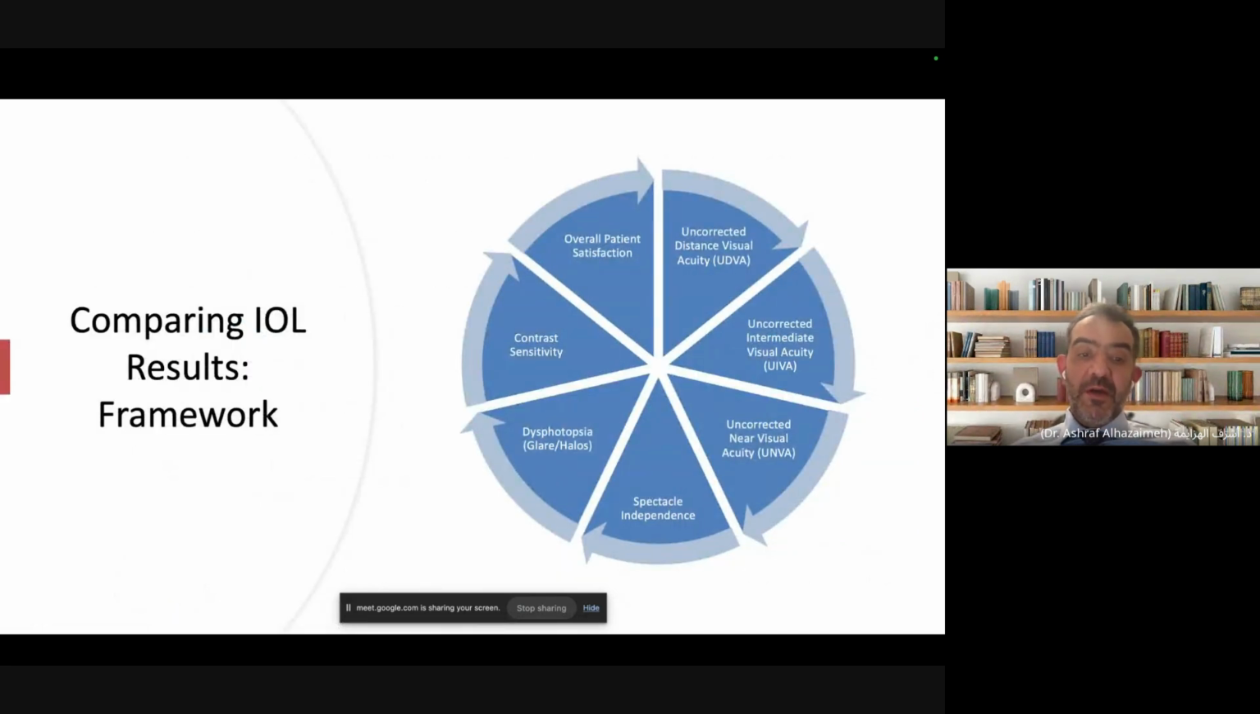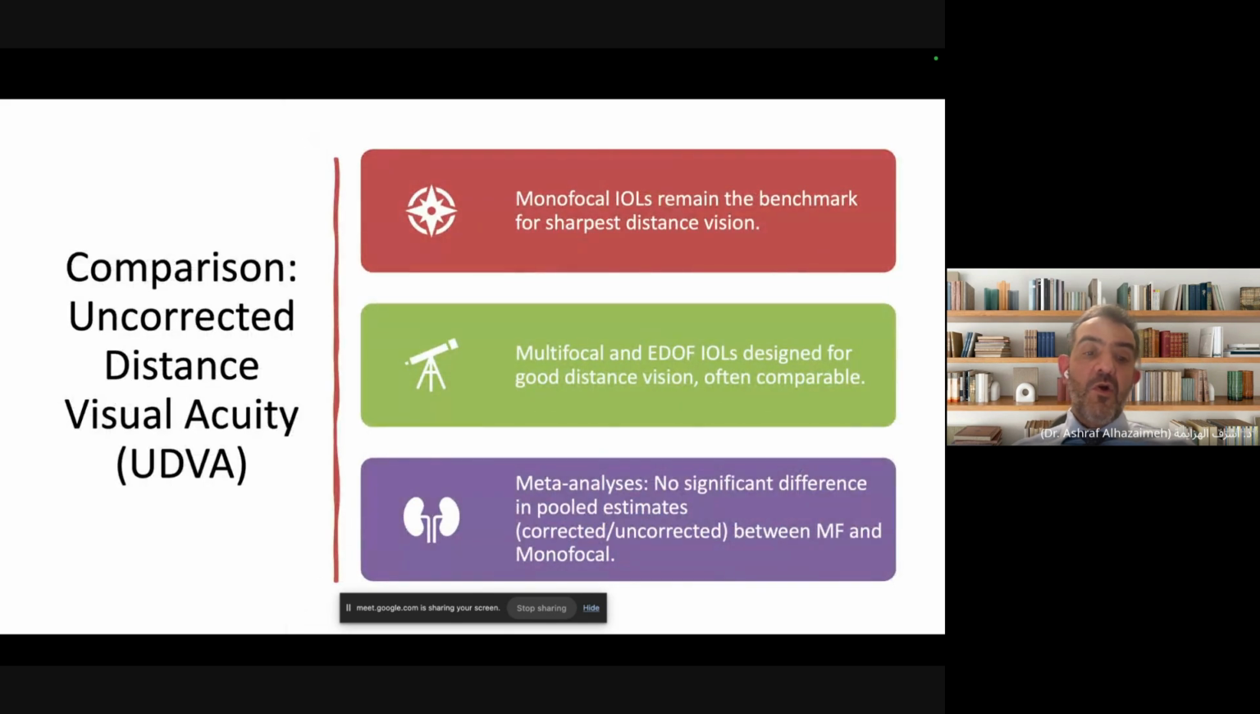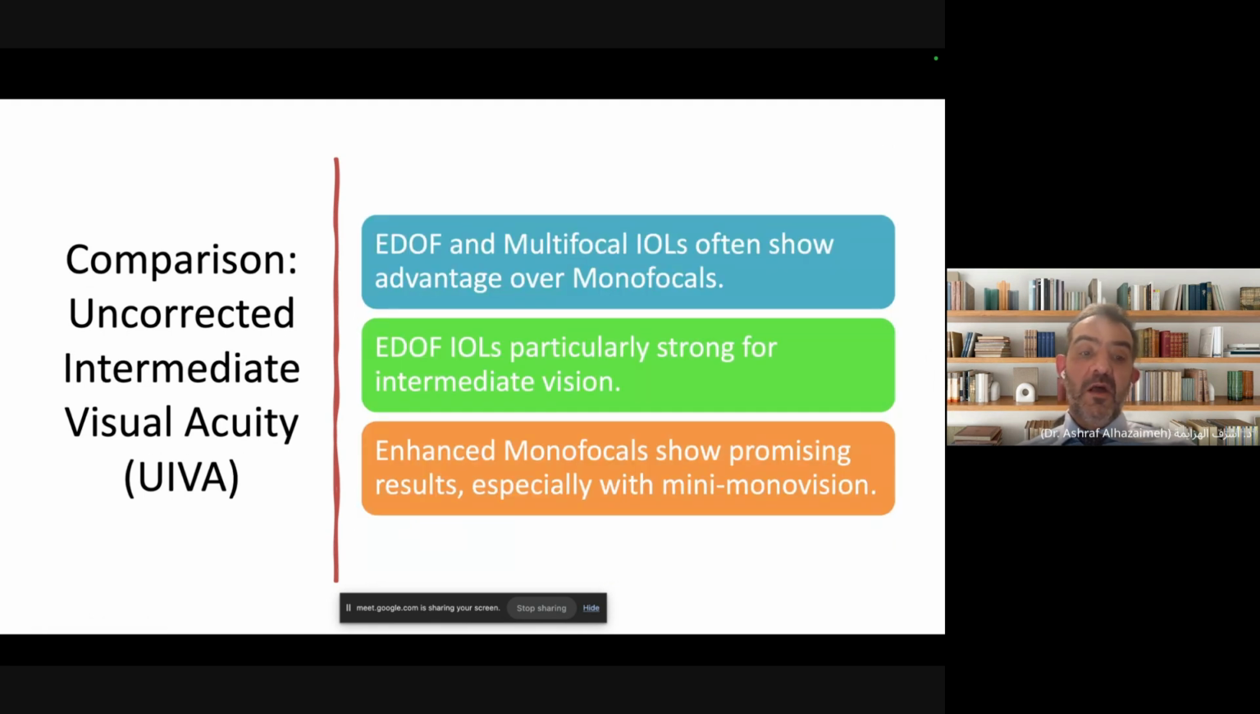So if we want to compare the lenses all together, we will find that if we evaluate the patient for the uncorrected distant visual acuity, the monofocal is the benchmark for this distant vision, though some studies didn't find any difference between the multifocal and the monofocal and the EDOF even for the quality of the far vision. But the best one for far vision is, of course, the monofocal IOL.